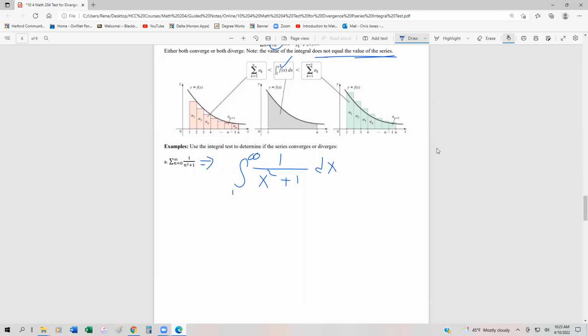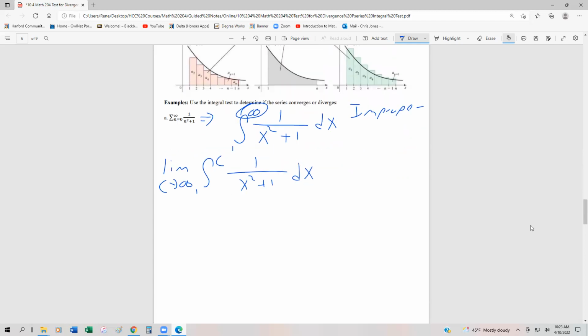You probably remember from our techniques of integration that this is an improper integral. In fact, a lot of these are going to end up being improper. So we're going to have to take the limit as c approaches infinity from 1 to c of 1 over x squared plus 1 dx. The good news is this is a really basic integral. There's no substitution necessary, no integration by parts. It's just an arctangent. The antiderivative of 1 over x squared plus 1 is arctan. So we have the limit as c approaches infinity of arctan of x from 1 to c.